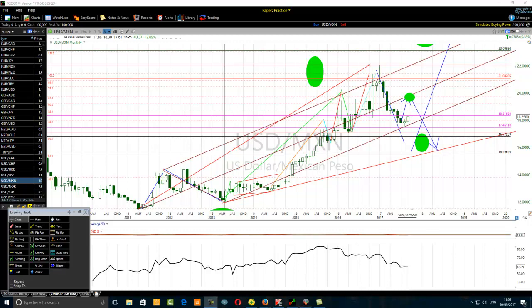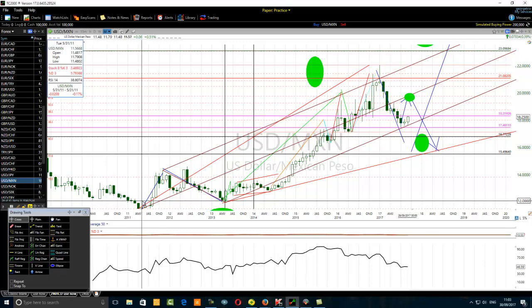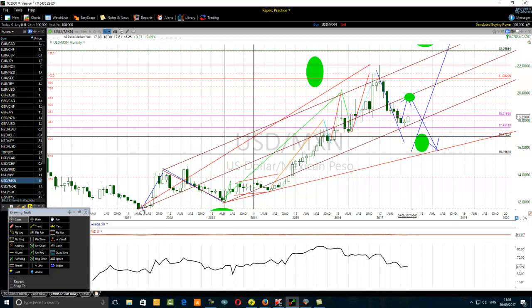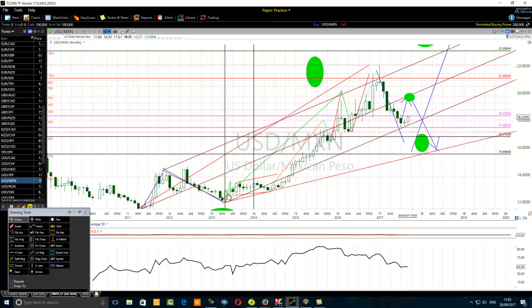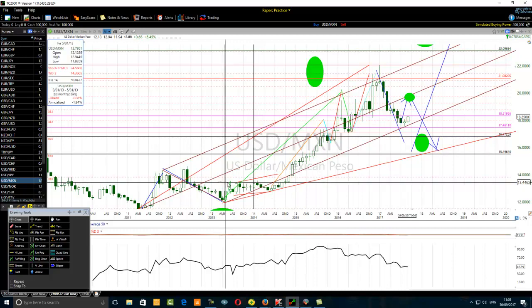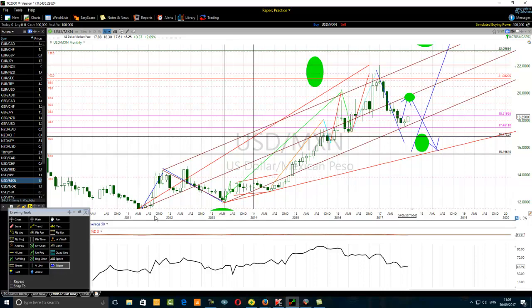The first point that we want to choose is the low, yes, it is the low of May 2011. That's the candlestick bar here on my monthly chart. And then we select the high of November 2011 and the low of May 2013 with those 3 points.